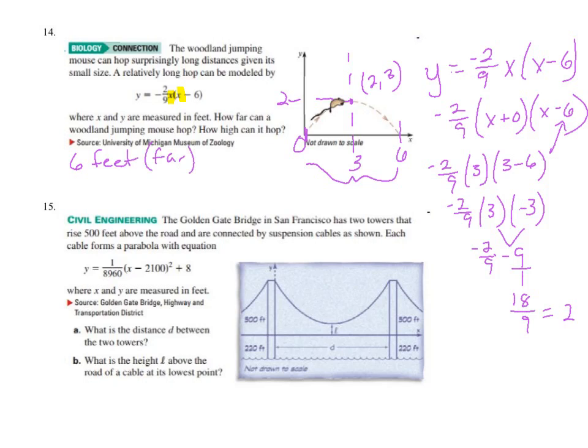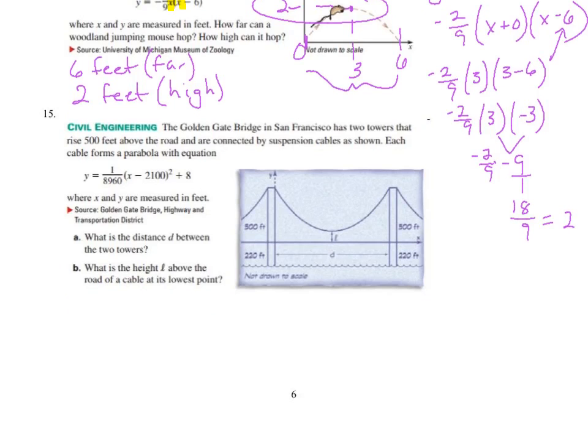Then I need to look for how high it can hop. The highest point that it jumps was at my vertex, and oops, I just realized I have an error in what I wrote here. It's not 2, 3, it's 3, 2. My bad, sorry. Okay, got that fixed. So how high he can jump: we know that at 3 feet, he jumped 2 feet high. So the 2 feet, right here, that's how high he jumped. That's it.